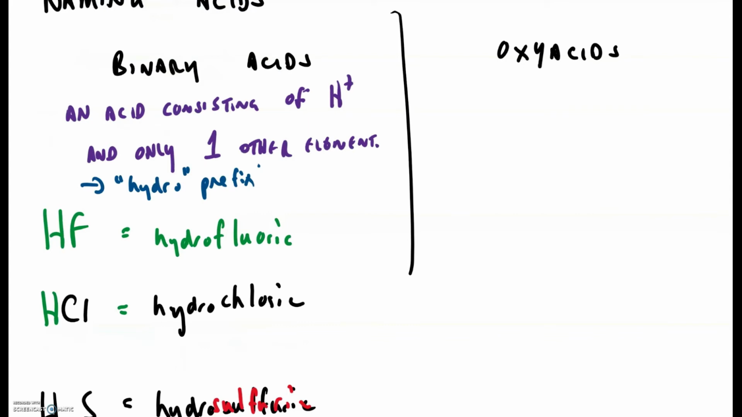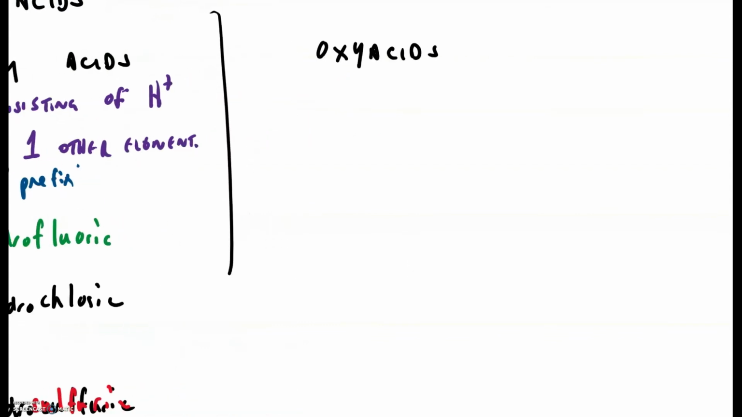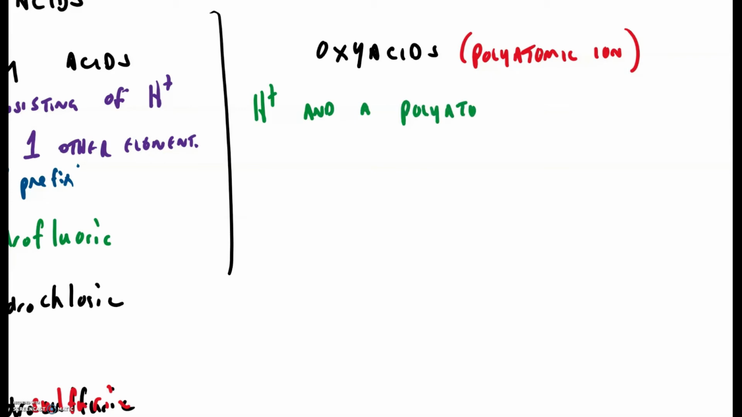All right, so when we have binary acids, they use the hydro prefix. What we call oxyacids are acids that involve a polyatomic ion, and you should have that list of polyatomic ions on the back of your periodic table. These are any acids that contain H plus and a polyatomic ion. Polyatomic ions usually contain oxygen, not always, but most of the time. And so we'll use this naming convention.